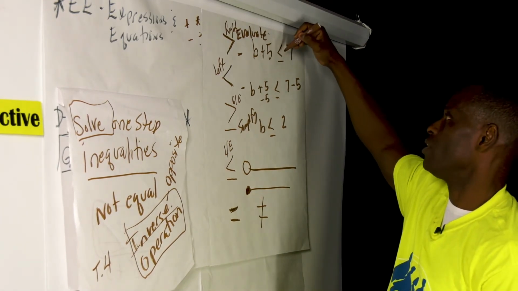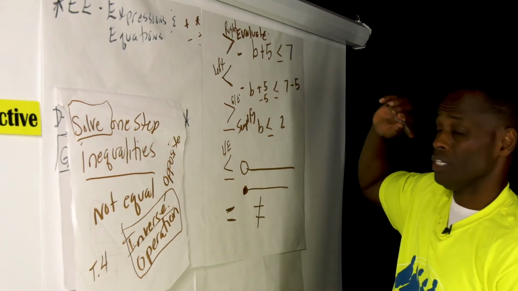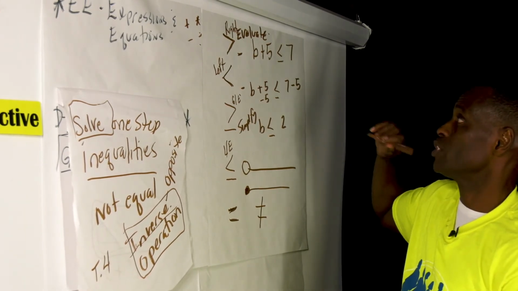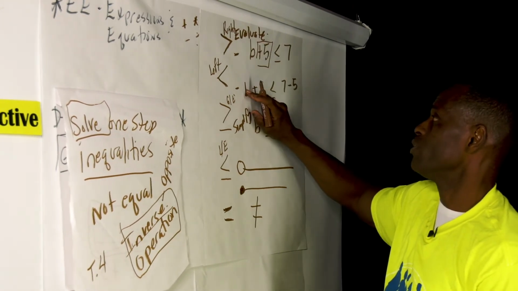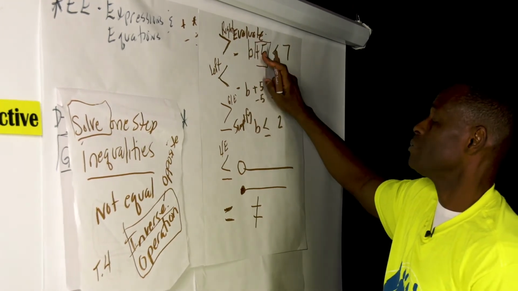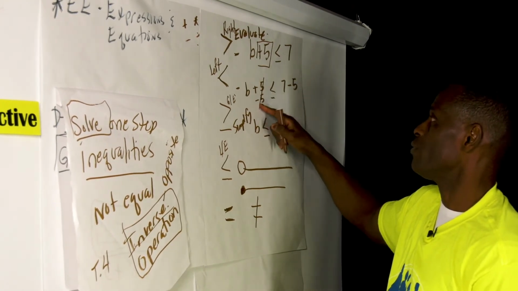b plus 5 is less than or equal to 7. In solving this, we have to use the inverse operation. Over here, we're adding. So to get rid of this 5 and leave us with the variable b, we have to do the opposite of addition to cancel this out, which is subtraction. But whatever we do over here, we have to do over here.